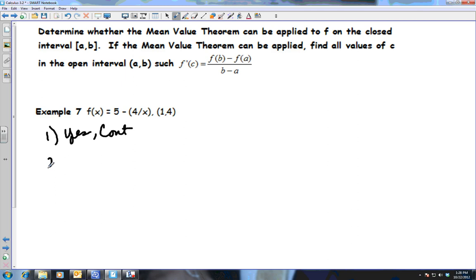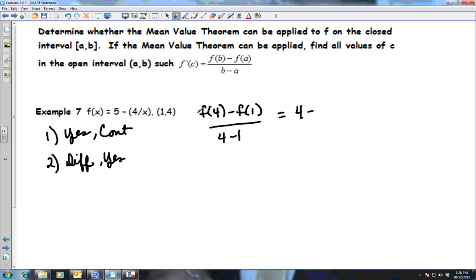And is it differentiable? Yes. All right, so the first thing I'm going to do is find f of 4 minus f of 1 over 4 minus 1. So when I plug 4 in, I get 5 minus 4 over 4. So that's going to be 5 minus 1, which is 4. When I plug 1 in, I get 5 minus 4, which is 1, over 4 minus 1. Okay, so I know the slope of that is going to be 1.